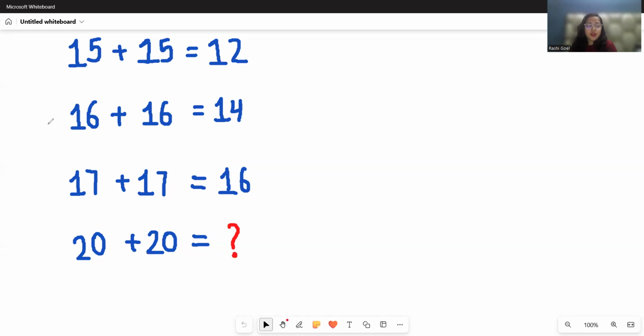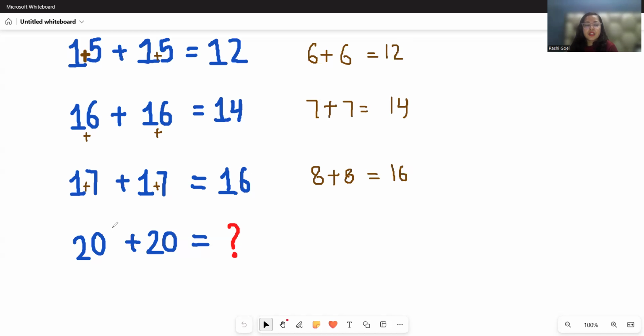So now let's take a good look at the resolution of this logical sequence. 15 plus 15 is 12. How? If I add the digits, 1 plus 5 is 6, and again 1 plus 5 is 6, and now 6 plus 6 is 12. Similarly, 1 plus 6 is 7, then again 1 plus 6 is 7, and 7 plus 7 is 14. Now 1 plus 7 is 8, again 1 plus 7 is 8, and 8 plus 8 is 16.